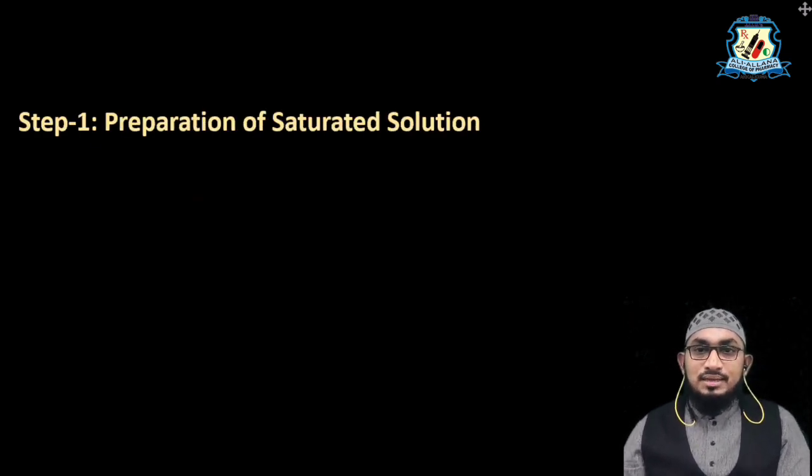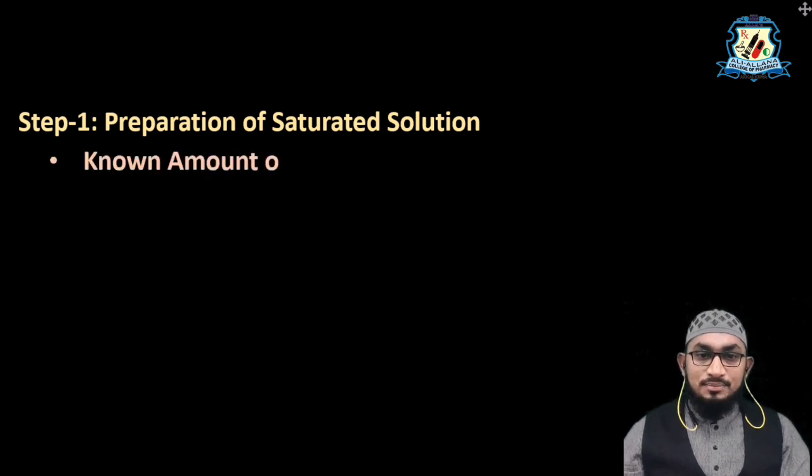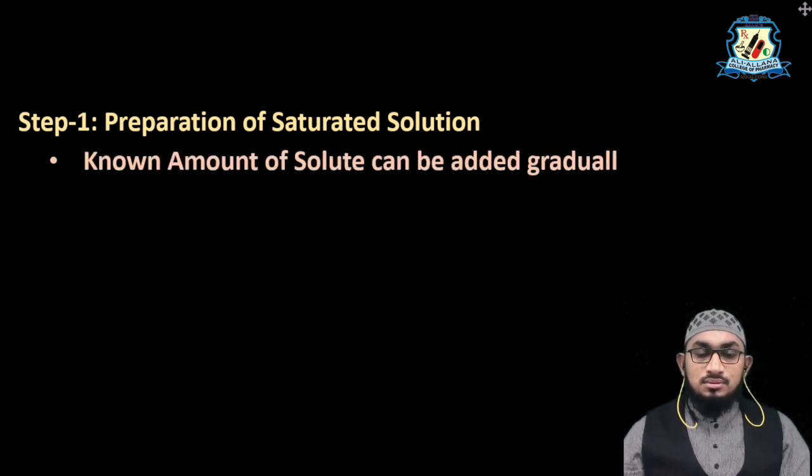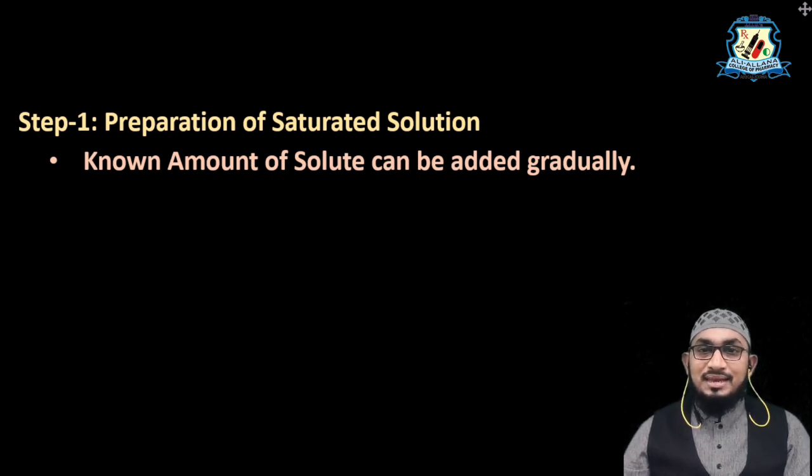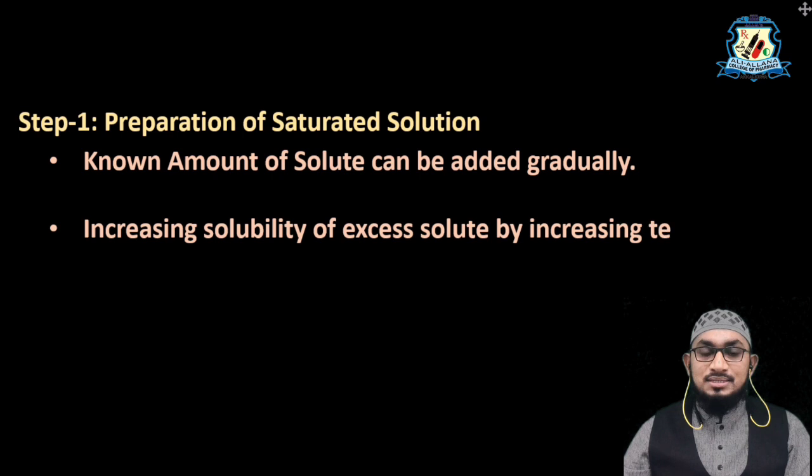For preparation of any kind of saturated solution of a solid in liquid, we can choose one of these three different methods. The first method is that a known amount of solute can be added gradually. If we know the concentration of solute that will produce a saturated solution, we can add that much amount gradually to the solvent, so it will give a saturated solution. The second method is by increasing the solubility of excess solute by increasing the temperature, followed by cooling and filtration.